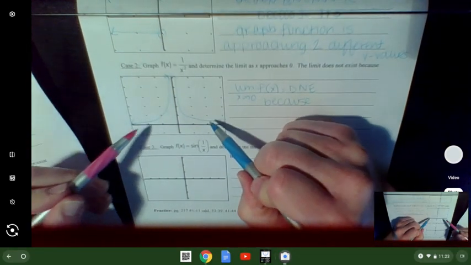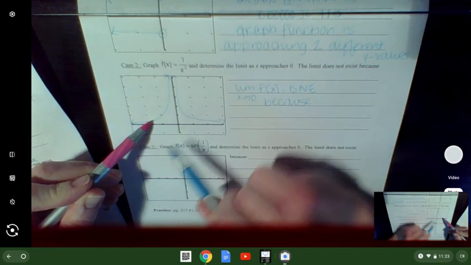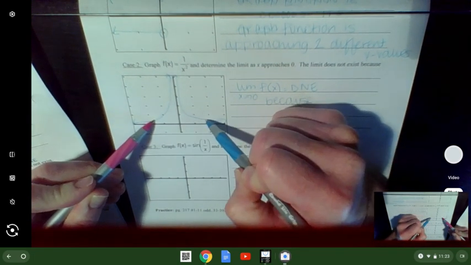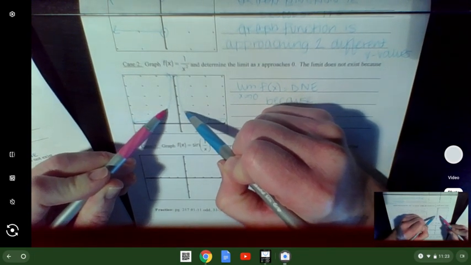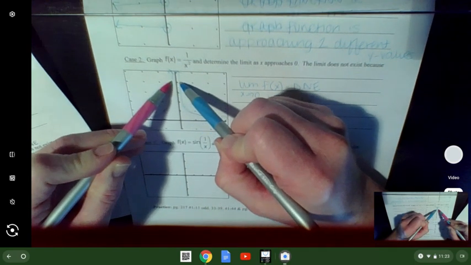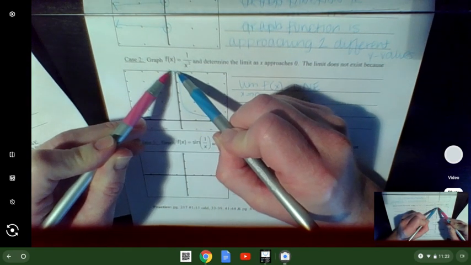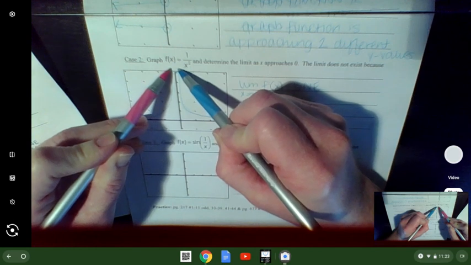Again, I would highly suggest you backing this up with the numerical or the table approach. But graphically, I am going to hop on my graph on either side of 0. And I am going to just follow my graph. And I'm going to ask myself, where am I being led? Where would I expect these two pens to meet up?